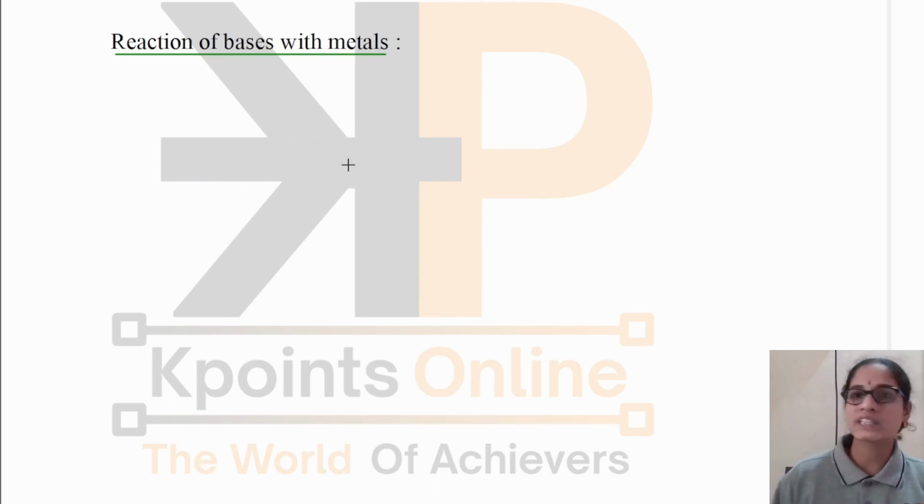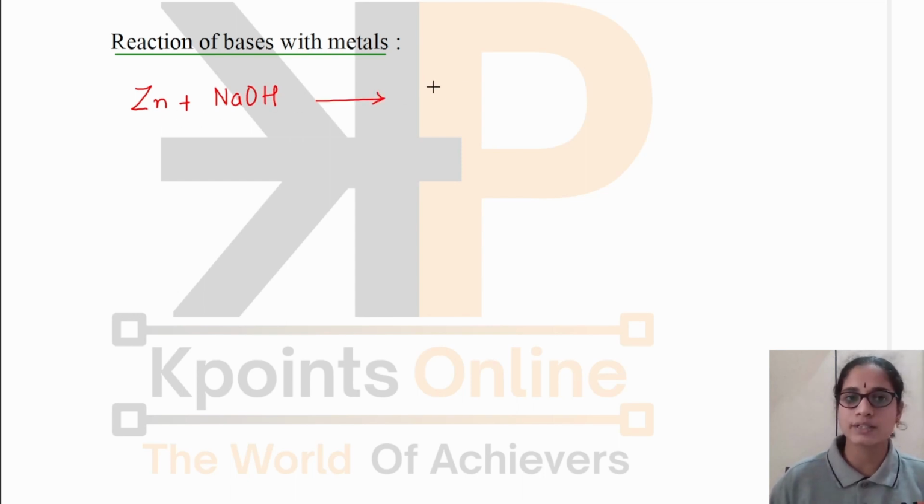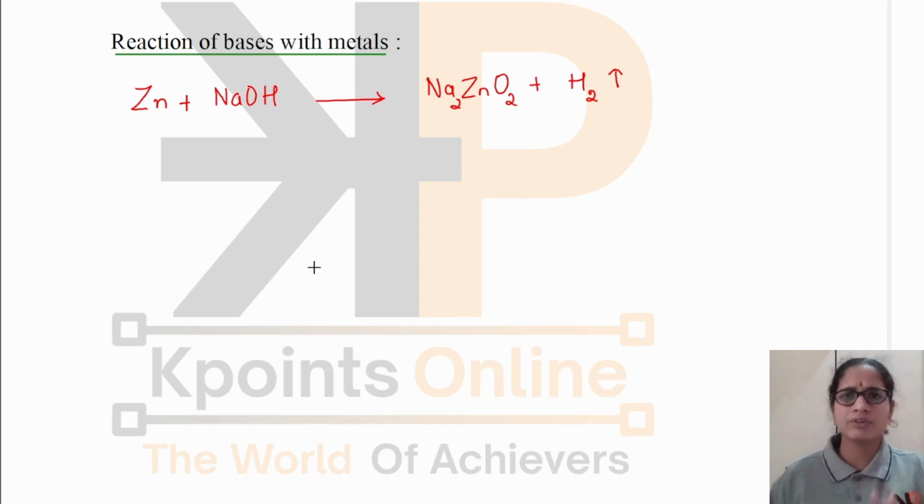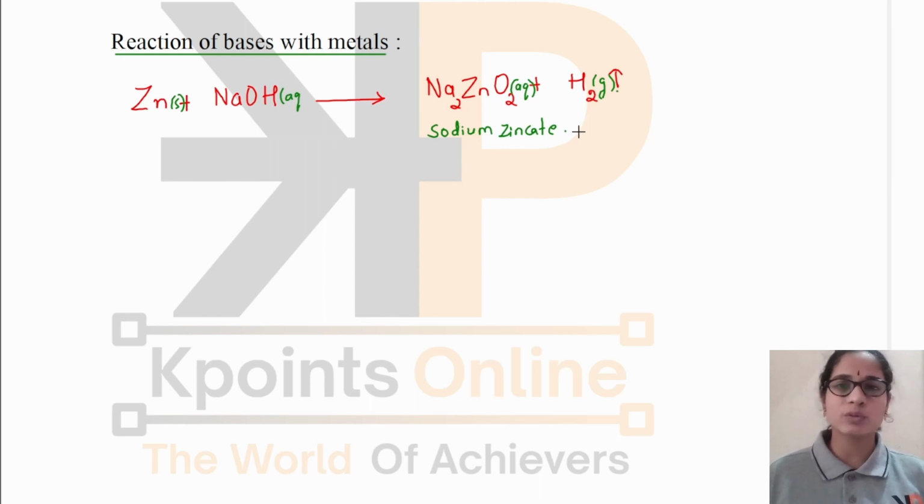Here one interesting thing is that not all the metals react with bases. Only a few metals like zinc and aluminium will react with bases. Let us see how they react. Zinc reacts with a strong base, that is sodium hydroxide, to form sodium zincate salt plus hydrogen. Sodium zincate is slightly soluble in water.